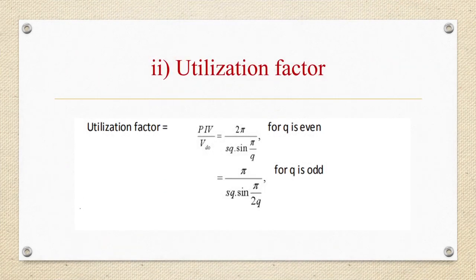Next is utilization factor. Utilization factor is PIV by VD0, that is 2 pi by root Q sin pi by Q if Q is even, and if Q is odd, it is given as pi by root Q sin pi by 2Q.